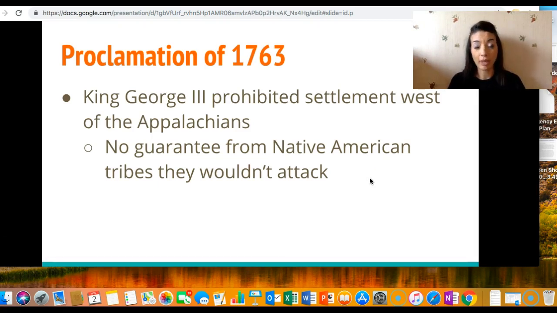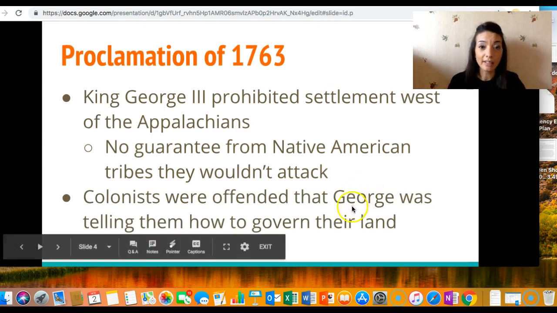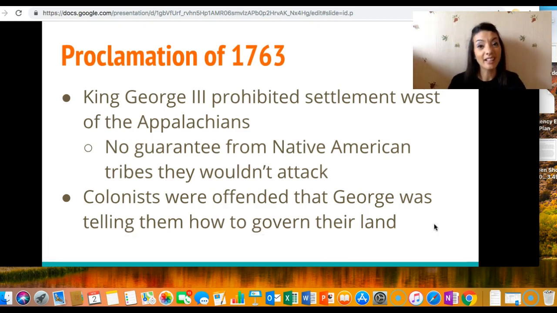And when they do, King George loses colonists, he loses ways in which England can make money. So the Proclamation of 1763 says nobody can go west. Okay. Now, the colonists were offended that King George was telling them how to govern their land. They didn't like this. If they wanted to go west, well, then they wanted to go west, and they didn't want a king telling them that they couldn't.